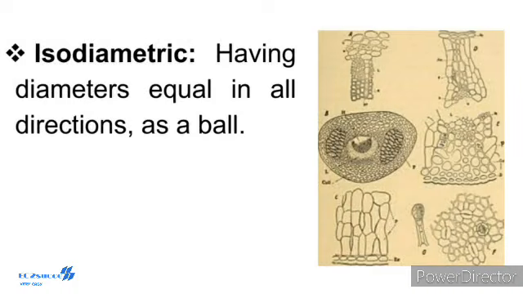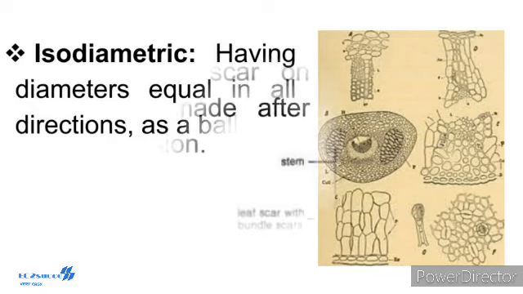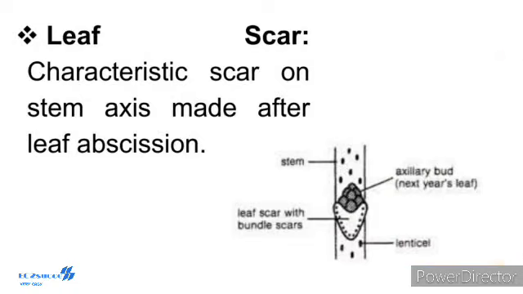Another one, isodiametric. Isodiametric cell having diameters equal in all directions as a ball, as seen in brachysclereids or stone cells. Unbranched isodiametric with the branch that is called ramiform pits. Example, grit of apple, pear and guava. Next one, leaf scar. Characteristic scar on stem axis made after leaf abscission.